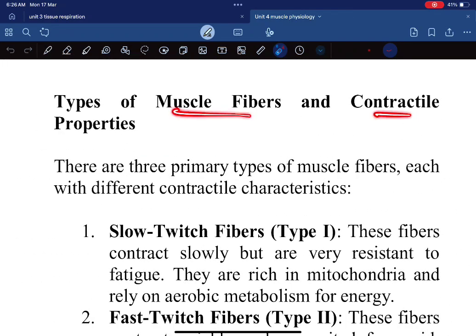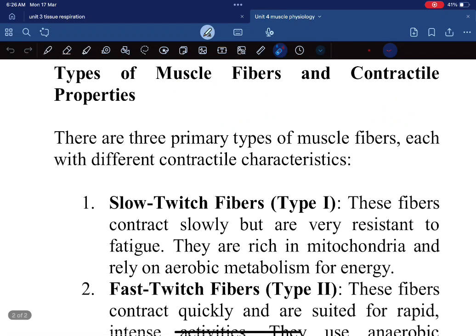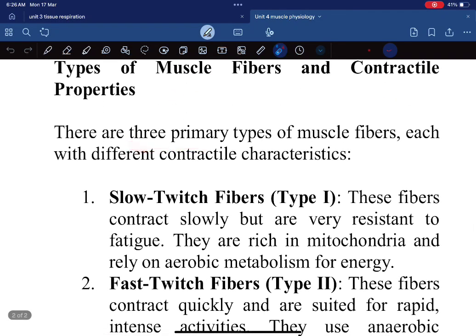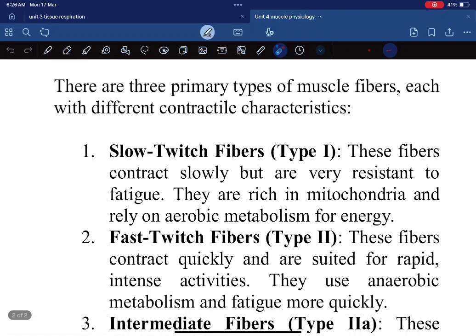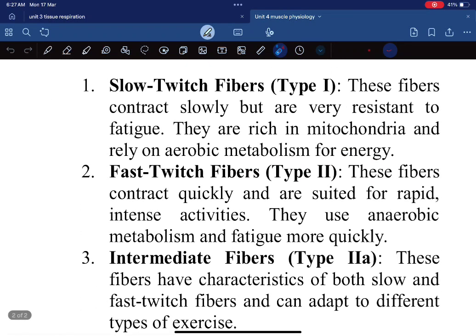Types of muscle fiber and contractile properties. There are three primary types of muscle fiber, each with different contractile characteristics. First, slow twitch fiber, type 1. This fiber contracts slowly but is very resistant to fatigue. They are rich in mitochondria and rely on aerobic metabolism for energy.